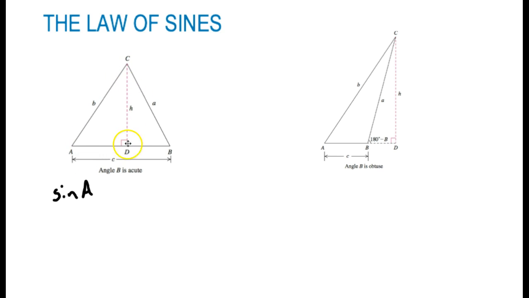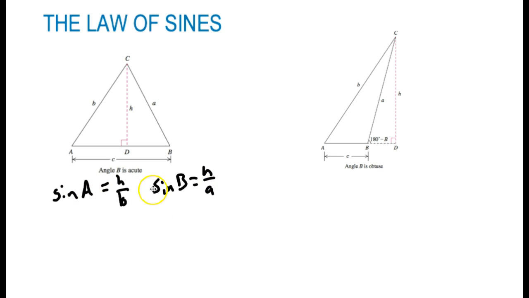Okay? By dropping a height, we create right triangles. So the sine of angle A is going to be opposite over hypotenuse. So that's h over b. Now, similarly, over here, if we talk about the sine of angle B, we can say that's going to be, again, now looking at this right triangle right here, opposite over hypotenuse, h over a.